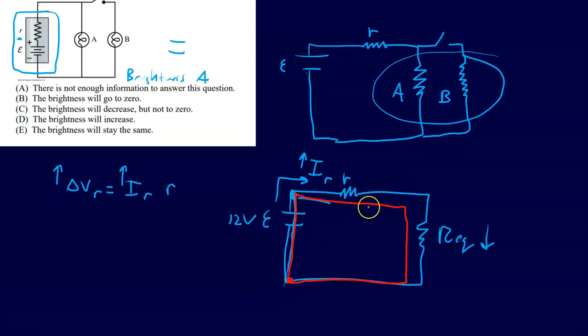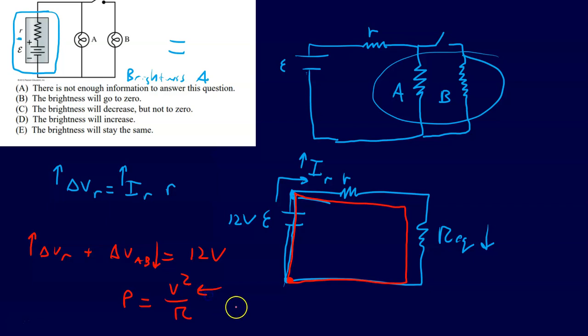What that means is the voltage drop across little r plus the voltage drop across either A or B should equal 12 volts. The total voltage drop should equal the voltage of the battery. So if this goes up, the voltage drop across both of those guys will go down. Finally, we know that one way to express power is V squared over R. If the voltage drop across something gets smaller, then the power, or the brightness, will get smaller too. And so that would give us choice C. All right, hope this helps. Thank you so much.